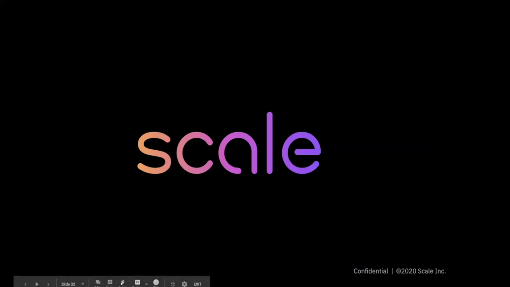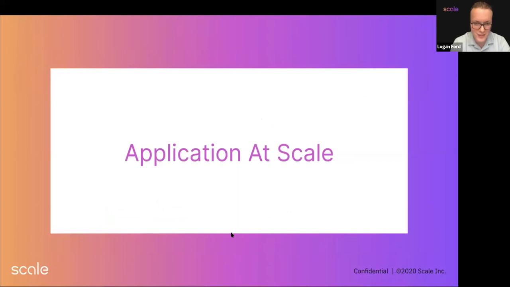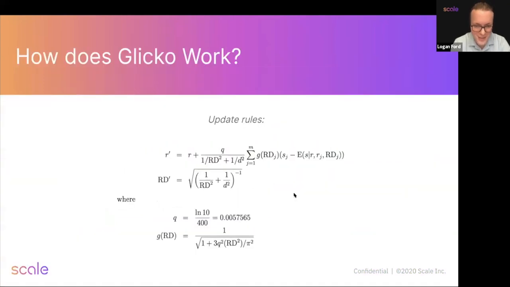Next question is, can you explain the update rule for RD values? I am not able to get into super deep mathematics here, but this is a harmonic mean. So in general, it's going to follow the properties of a harmonic mean, in which it's going to bias towards the lower value of the RD versus D.